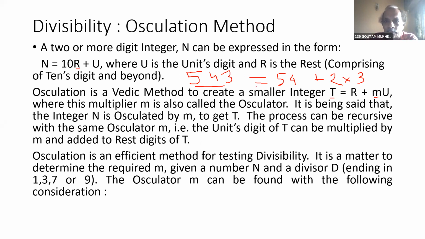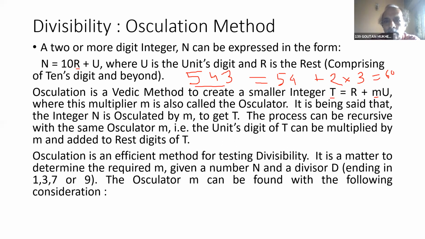So I form the test digit as 54, this rest digit, plus I am oscillating by 2. So 2 into 3. So it becomes 60. Right. Okay. So this is the oscillation. This method is called oscillation. Again for 60, I do the same thing. 0 into 2 plus 6 is 6.